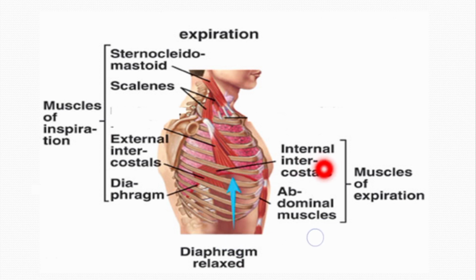When the internal intercostal muscles contract, what will happen? The volume of the chest cavity, especially its anteroposterior diameter and lateral diameter, will decrease. So, when these two muscles contract, the volume of the chest cavity decreases and expiration takes place. I hope that in this short video you would have understood about the pressures inside the lungs and the mechanism of inspiration and expiration.